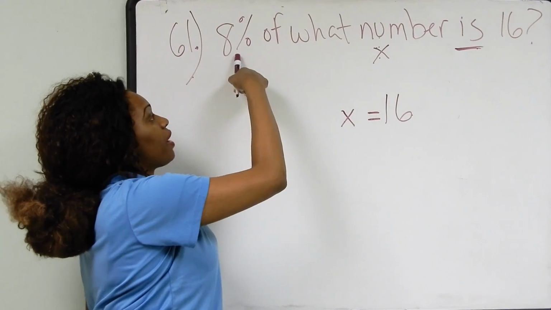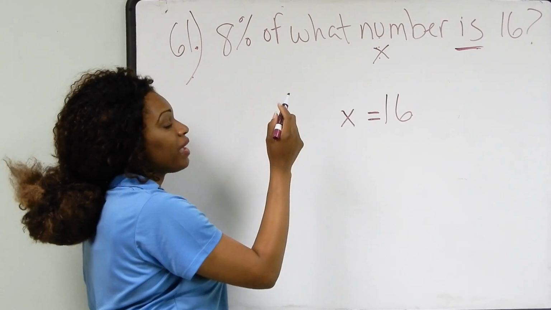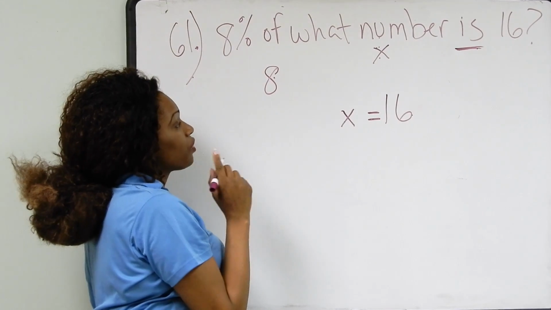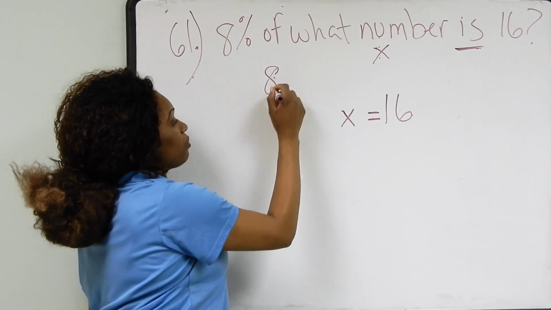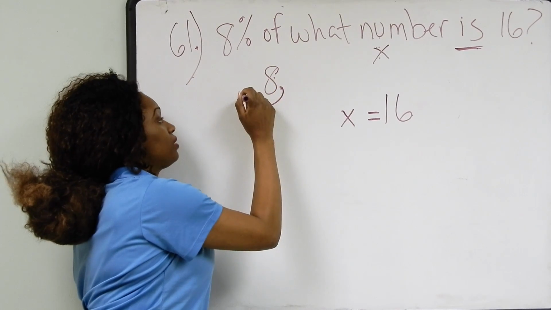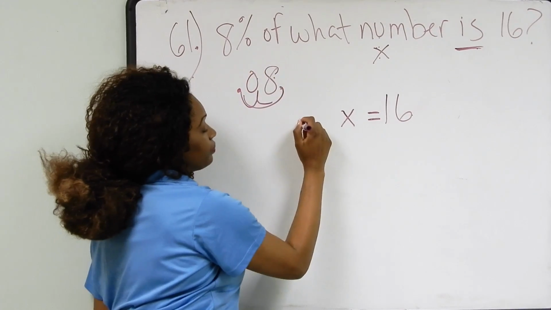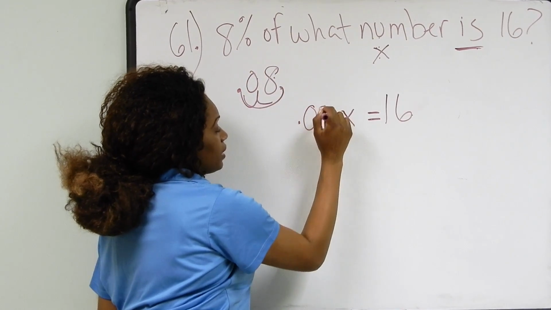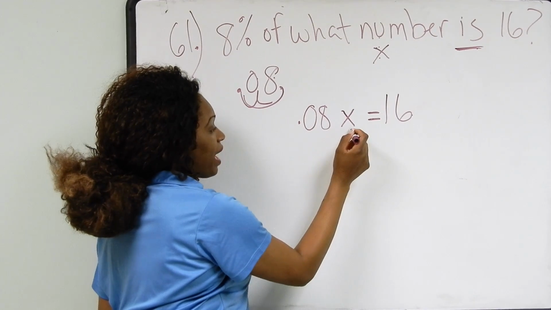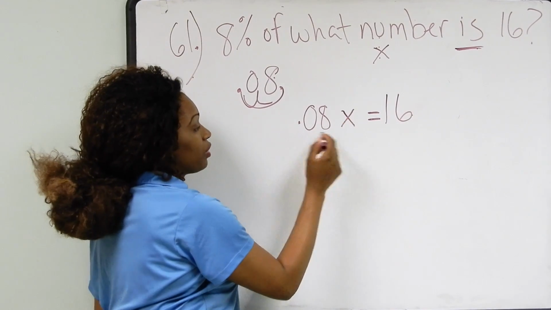And we're going to change this from a percentage to a decimal. You could write the number 8. Going from a percentage to a decimal, we're going to move it 2 places to the left: 1, then 2. That gives 0.08, which is 8% as a decimal. So 8% of x, 8% of what number is 16? This is how you write the equation.